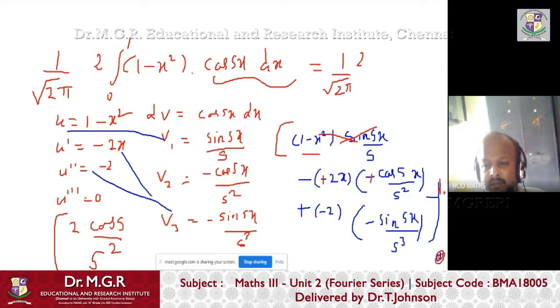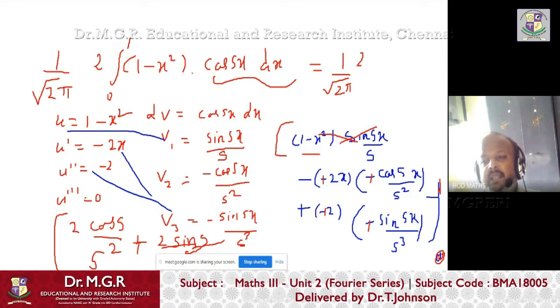Similarly, for the third term, when you apply the limit x equal to 1, minus and minus become plus, so this is plus 2 times sin s by s cube. Let me write it in a separate manner. Try to understand: 2 cos s by s square plus 2 sin s by s cube, the denominator is s cube.